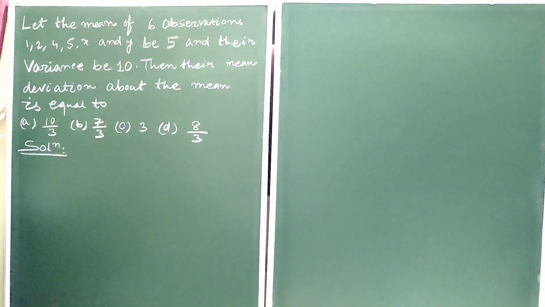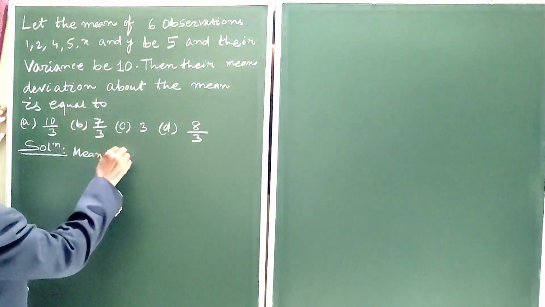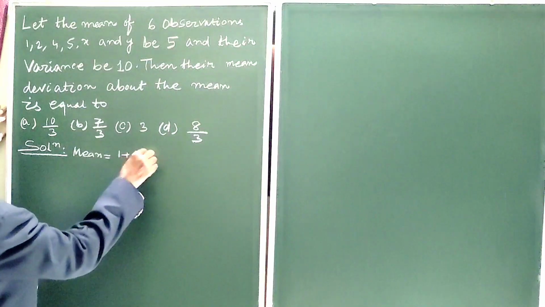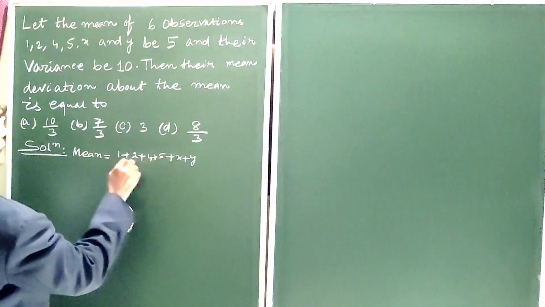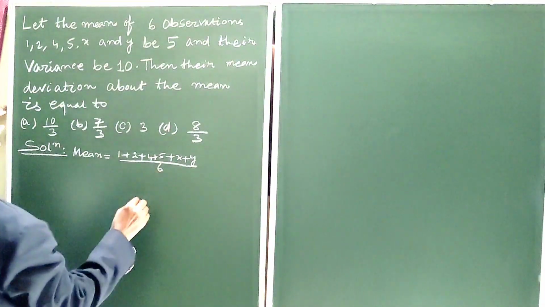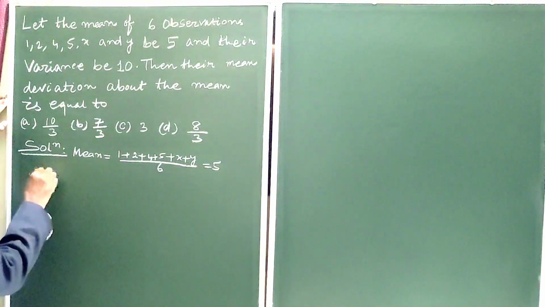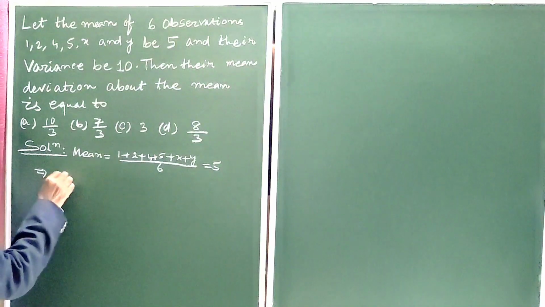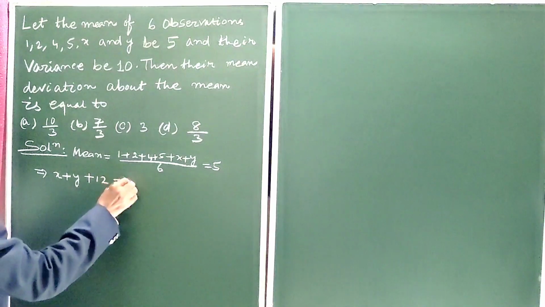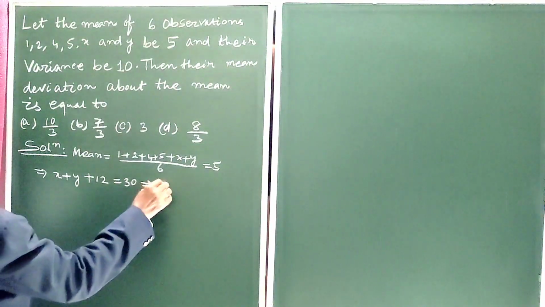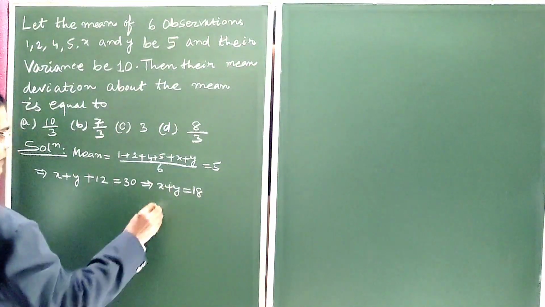From the question it is clear that mean is equal to (1 + 2 + 4 + 5 + x + y) divided by 6, because there are 6 observations, is equal to 5. So this implies x + y + 12 is equal to 30. This implies x + y is equal to 18.